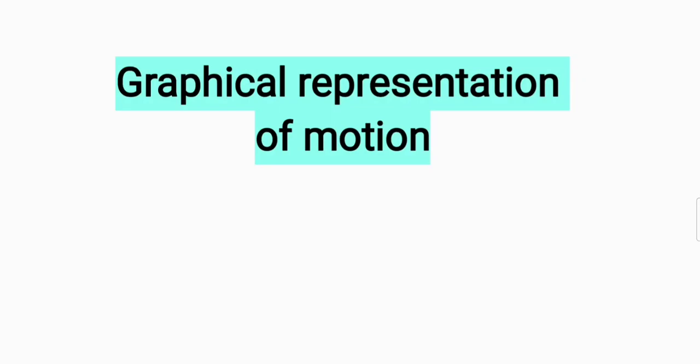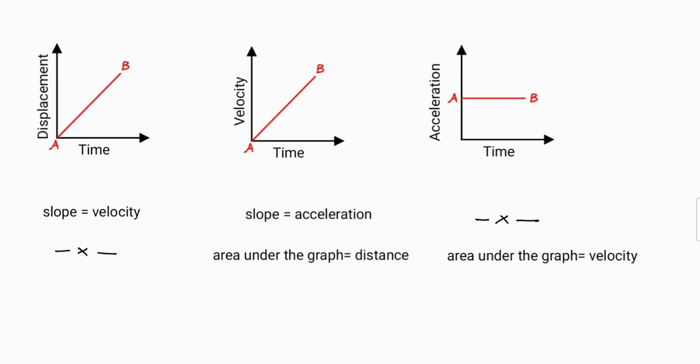Graphical representation of motion. Let's have a brief recap before starting the numericals. There are three types of graphs: displacement time, velocity time, and acceleration time graph. If I find the slope of line AB in the displacement time graph, I get the value of velocity. If I find the slope of line AB in the velocity time graph, I will get the value of acceleration. Similarly, you don't have to find the slope in the acceleration time graph because there is nothing ahead of acceleration time.